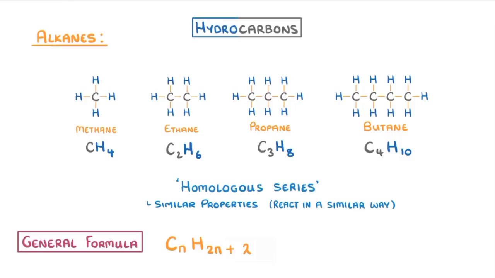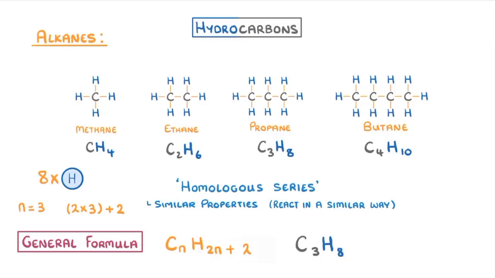So if we had an alkane with 3 carbon atoms, like propane, then n would be 3. So it would have to have 2 times 3 plus 2 hydrogen atoms, so 8 hydrogens, which would give it the formula C3H8.